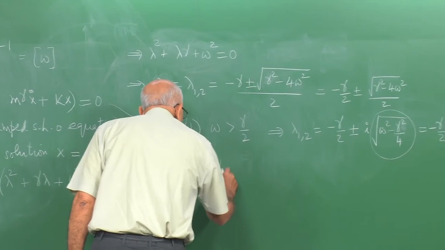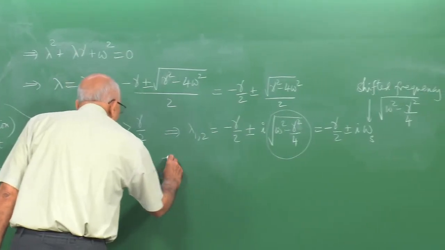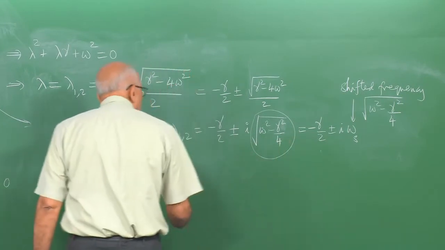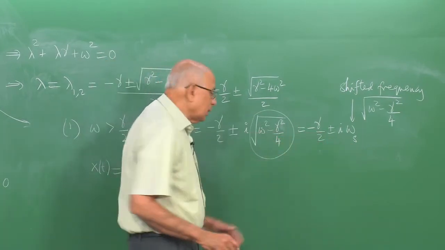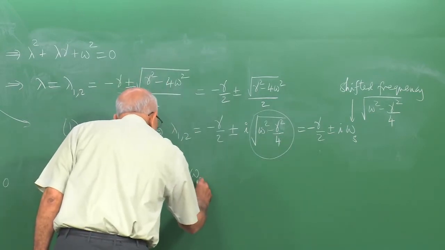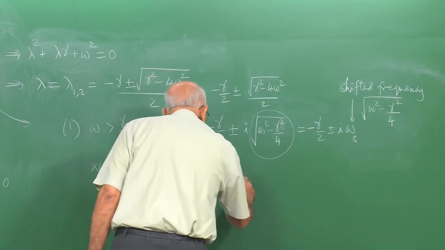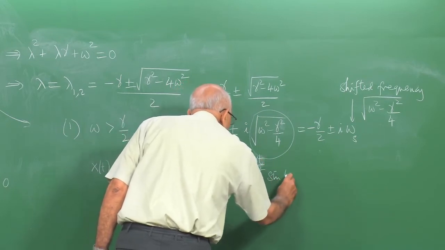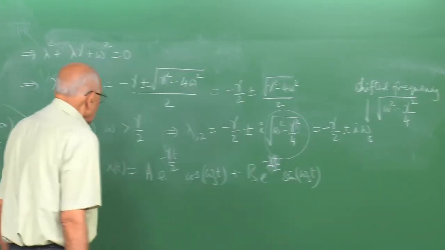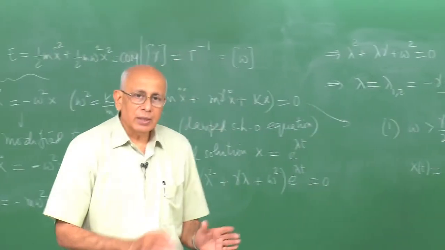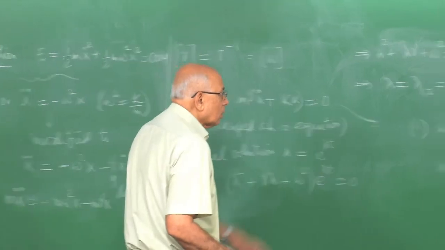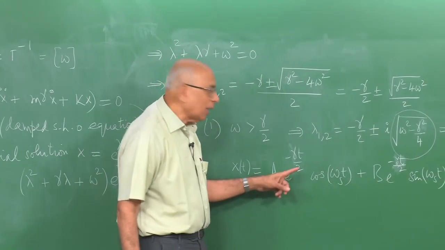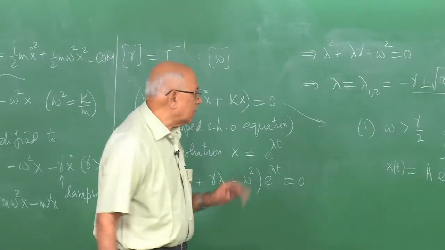So this would imply that x of t in general is of the form A e to the minus gamma t over 2, that corresponds to this part of the solution, times e to the plus or minus i omega s t, which I could as well write as either cos omega s t plus B e to the minus gamma t over 2 sin omega s t. So I have solutions which are oscillatory, but with a shifted frequency, not the original natural frequency, but this combination, the square root of omega squared minus gamma squared over 4, is the new natural frequency, and there is an exponentially damping factor here. This is called the underdamped case.